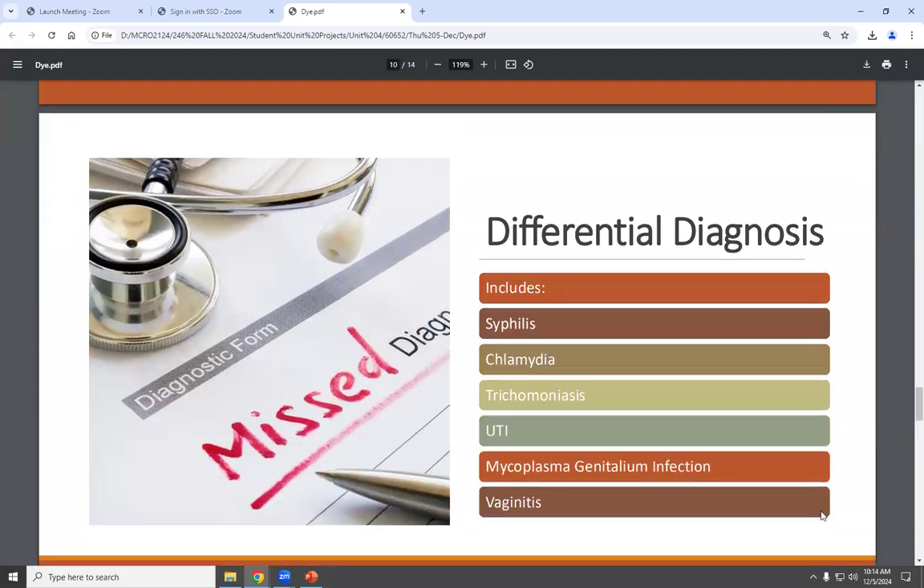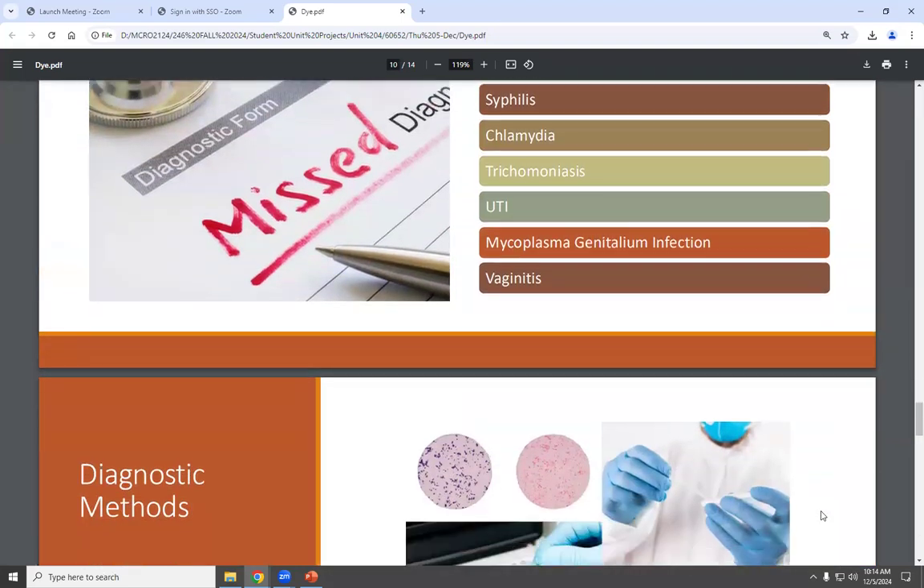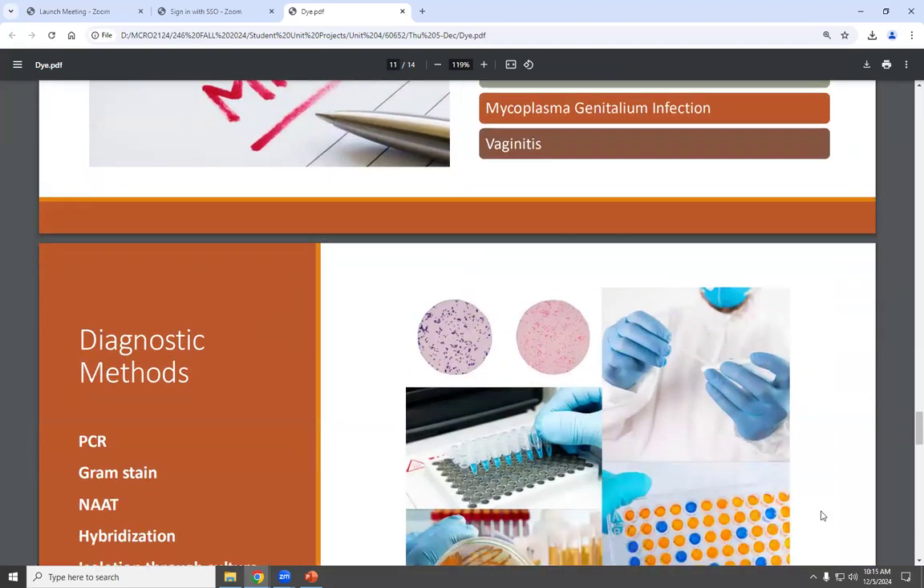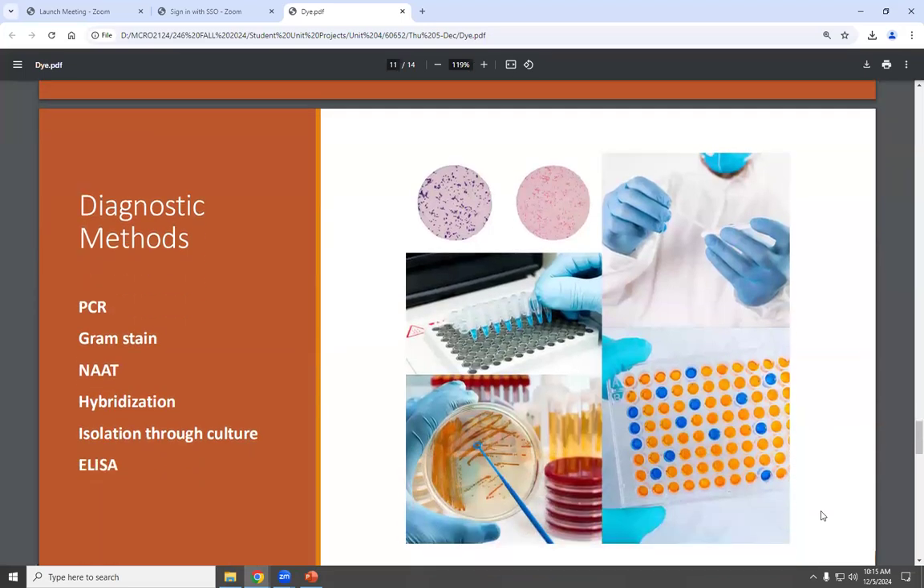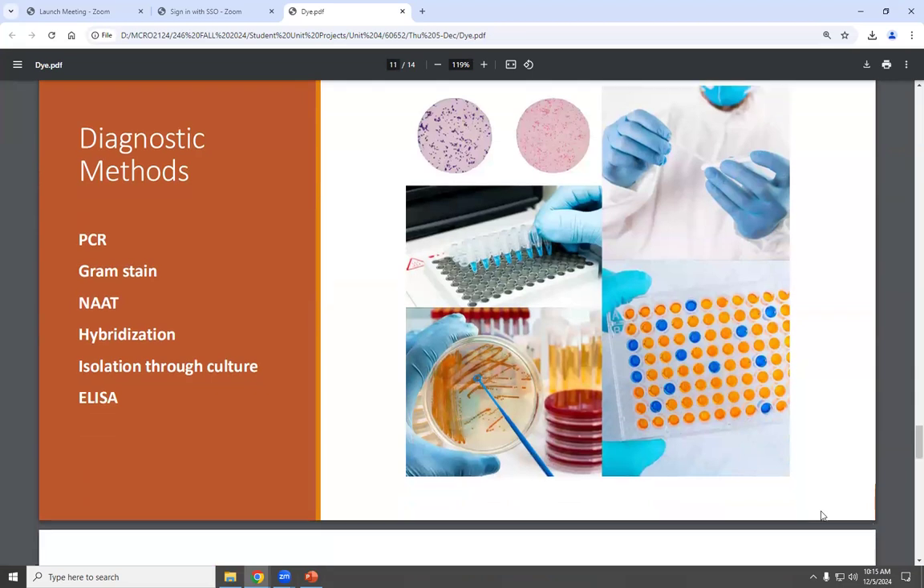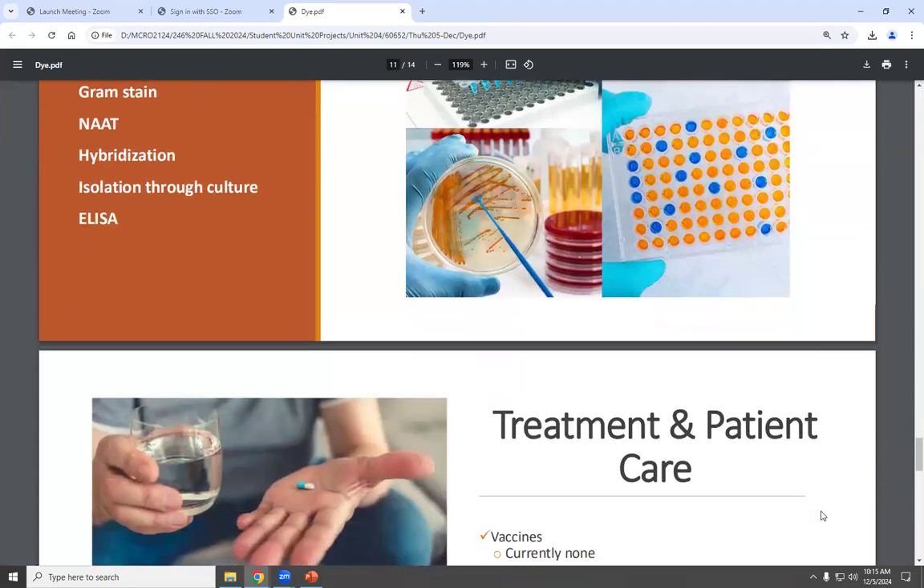It is often diagnosed differently. It can be diagnosed as syphilis, chlamydia, trichomoniasis, UTI, the Mycoplasma genitalium infection, as well as vaginitis. Diagnostic methods include PCR, gram stain, nucleic acid amplification, hybridization, ELISA, and isolation.